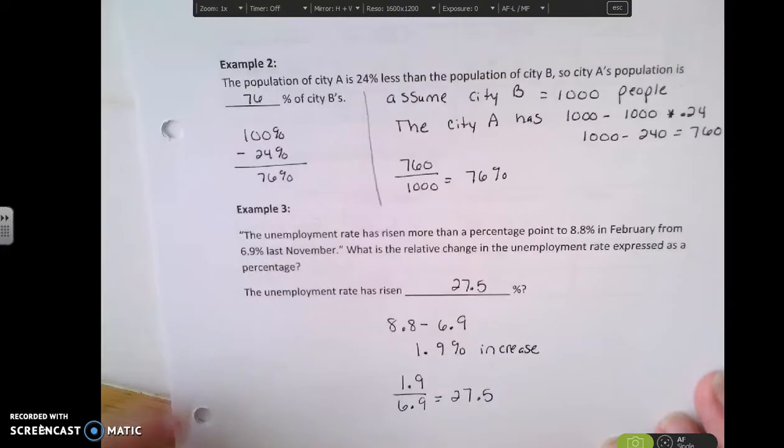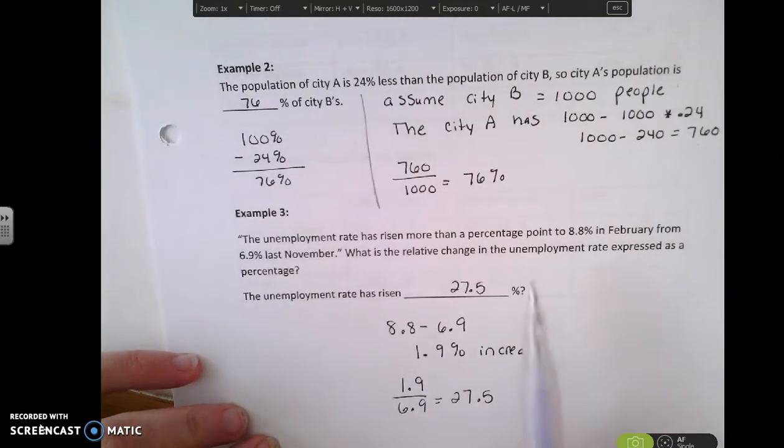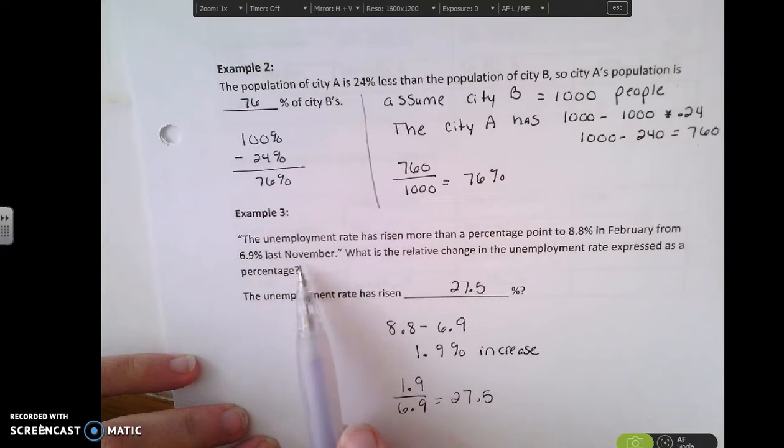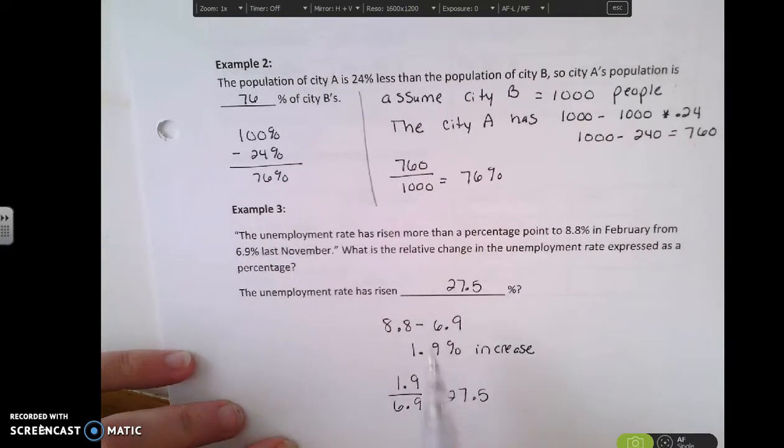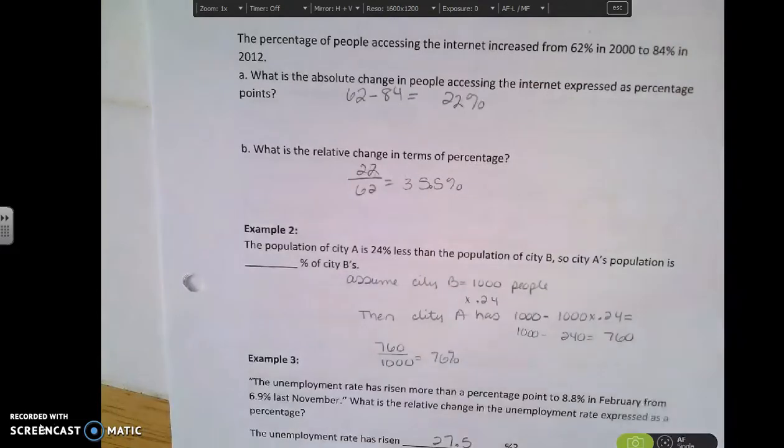Another example: the unemployment rate has risen more than a percentage point, from 6.9% in November to 8.8% in February. What's the relative change? So we're going to take the new value, which is 8.8%, minus the old value, which is 6.9%, and you get a 1.9% increase. And then 1.9 divided by the original, which is 6.9, equals 27.5%. So the unemployment rate has risen 27.5%.